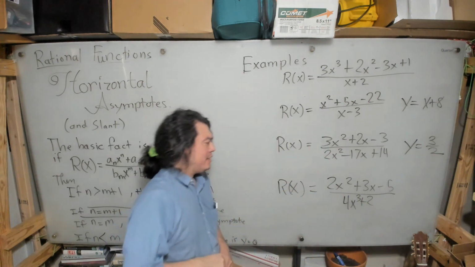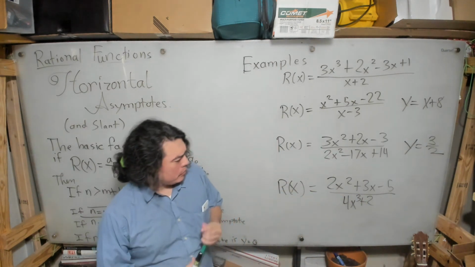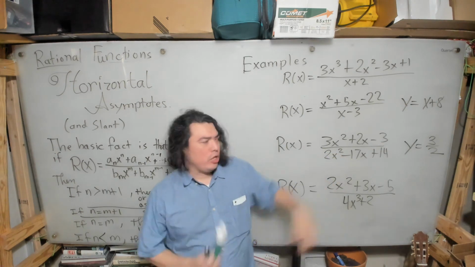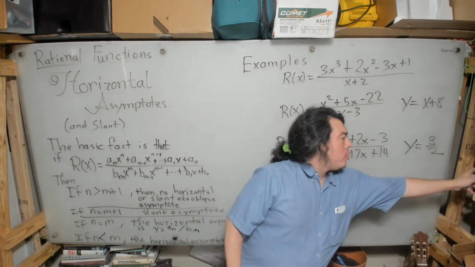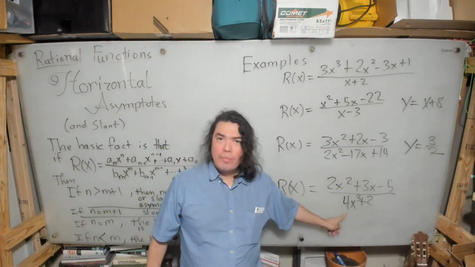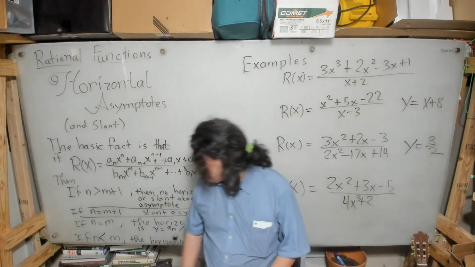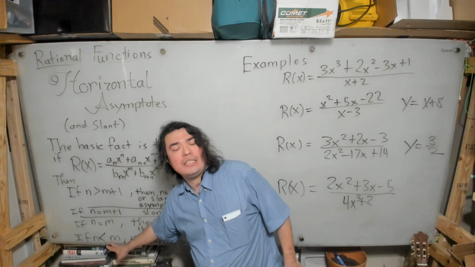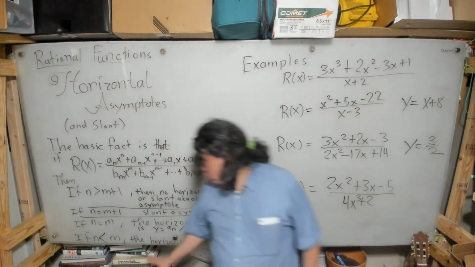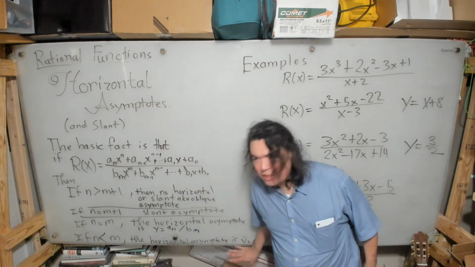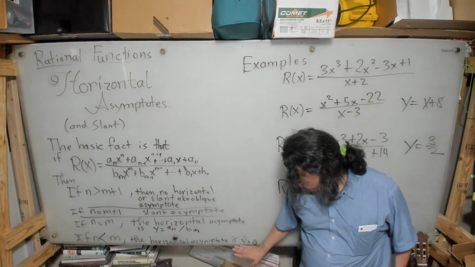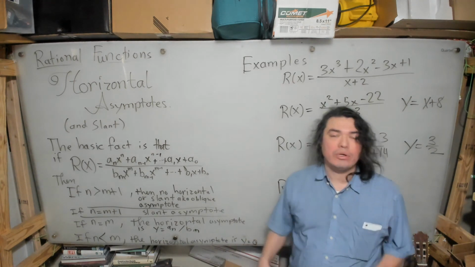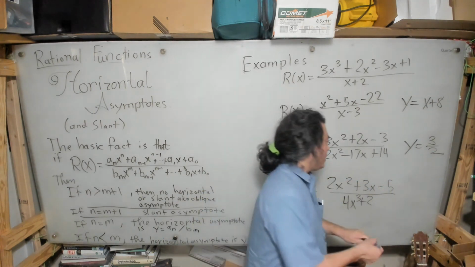Now finally we look at this example here. We see that the degree of the top polynomial is 2. We see that the degree of the bottom polynomial is 3. And we can see that, as you might have already predicted, the degree of the numerator polynomial is less than the degree of the denominator polynomial. So we are able to say that the horizontal asymptote is going to be y equals 0. In other words, another name for the x-axis. Okay.